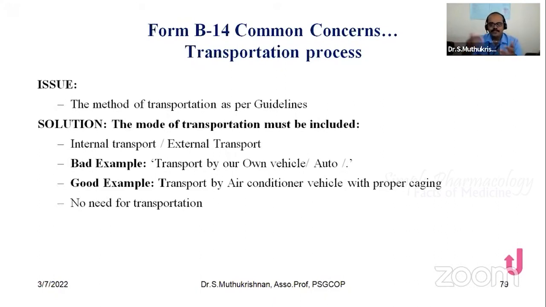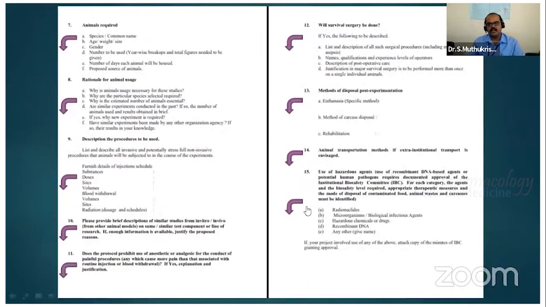He was going from Chidambaram to Chennai by local bus, but the animals must be transported in an air conditioner vehicle. Based upon the breeders' guidelines, once you are going to transport the animals, you have to follow the guidelines. So the next one, transportation is over. The next section is the 15th part.